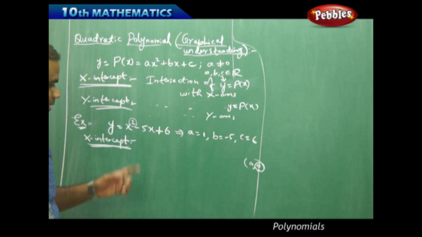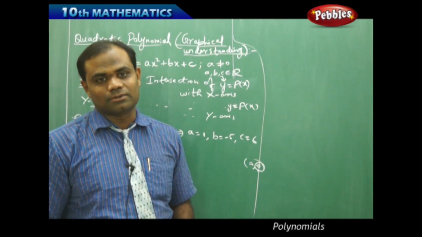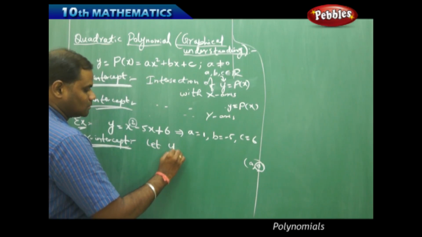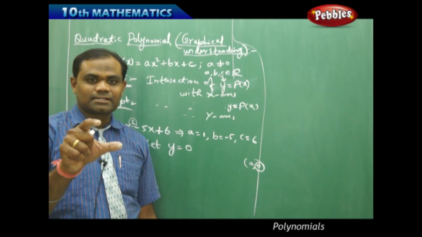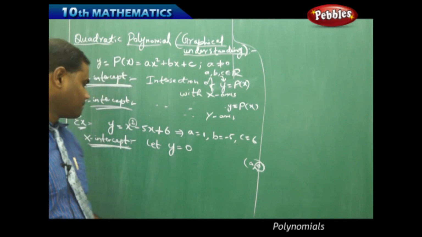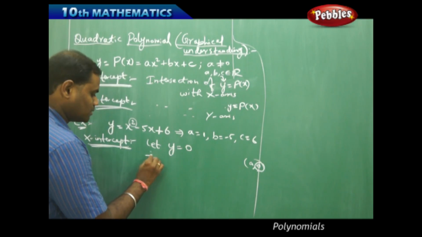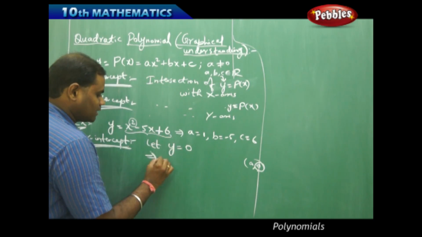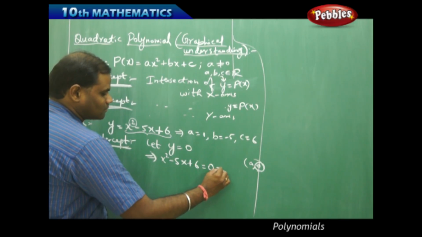Therefore, in order to obtain the x-intercept, I take y equal to 0, and to obtain the y-intercept, I take x equal to 0. So starting with x-intercept, I take y equal to 0, because the rule says for x-intercept, take y equal to 0. For y-intercept, take x equal to 0. It is the reverse way. So for x-intercept, I take y equal to 0. So indirectly, I have x squared minus 5x plus 6 equal to 0.